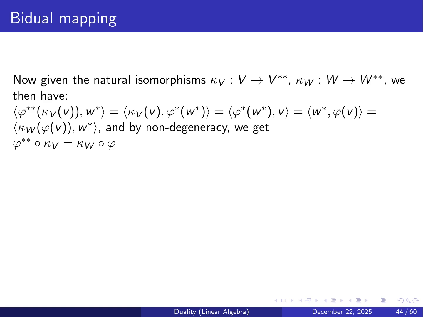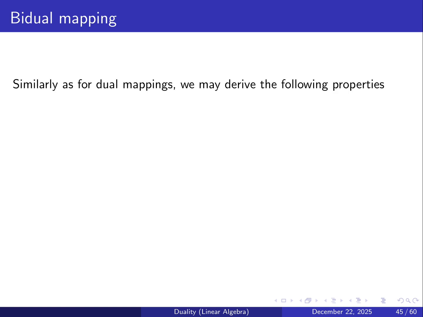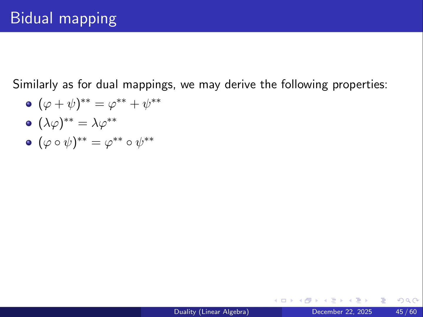And by non-degeneracy, we thus get phi double star composed with kappa sub V is equal to kappa sub W composed with phi. Or in other words, the following diagram commutes. Similar relations as those for dual mappings also hold for bidual mappings. So we have phi plus psi double star is equal to phi double star plus psi double star. Lambda phi double star is equal to lambda phi double star. And lastly, we have phi composed with psi double star is equal to phi double star composed with psi double star.